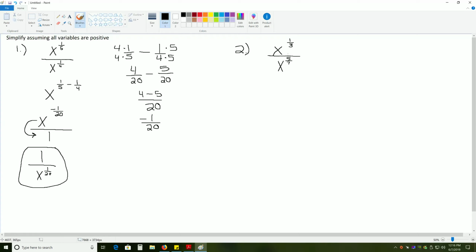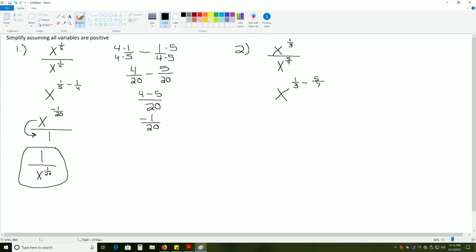Okay, now I suggest you pause the video and try part 2 on your own. Okay, so now let's try this together. Repeating exactly what we did in the last problem, our first step is to take our common base from the numerator and denominator, which is this x, and we're going to subtract the bottom exponent from the top exponent. That gives us x to the 1/3 minus 5/7.